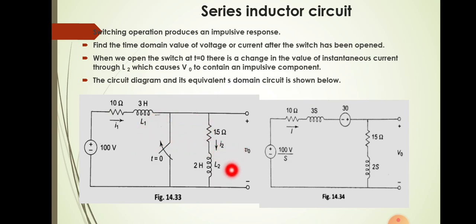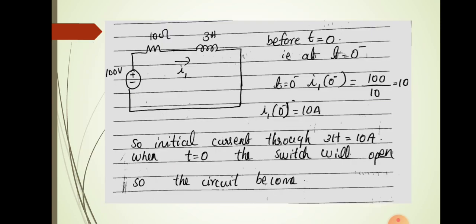This is the circuit diagram, and its equivalent S-domain circuit is shown here. Before that, this is the circuit diagram. Whenever t is less than 0, that means t equal to 0 minus, the circuit will look like this. That is one resistor and inductor is included in this circuit, the other part is omitted.